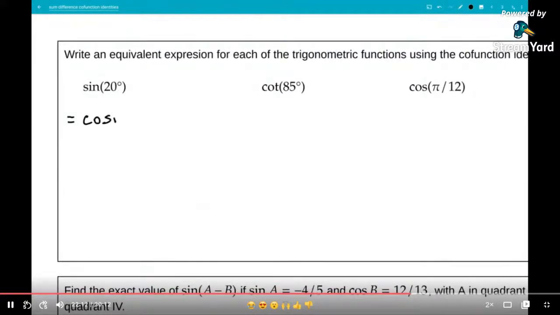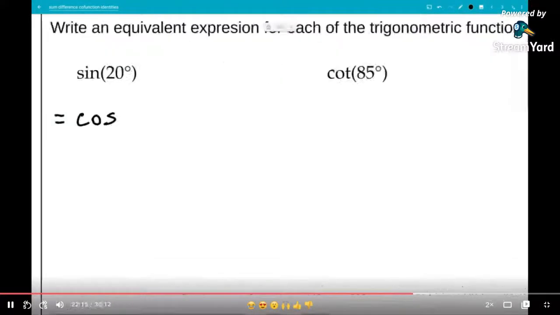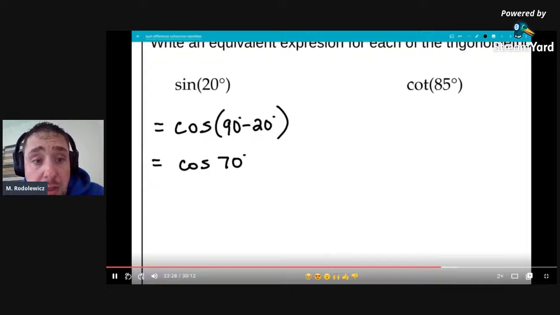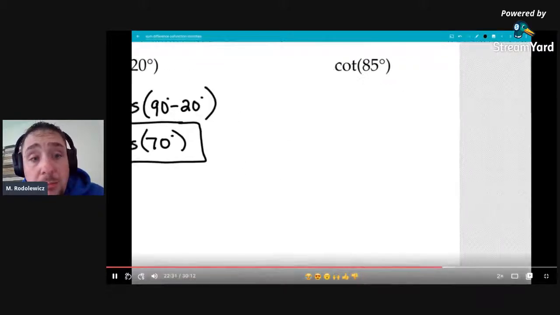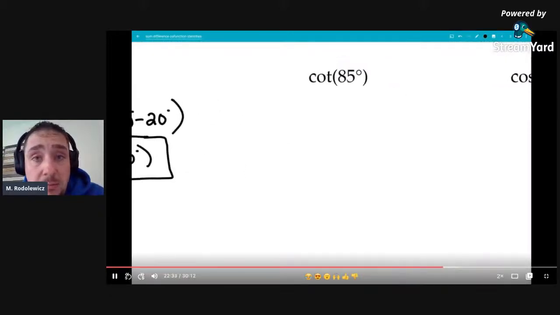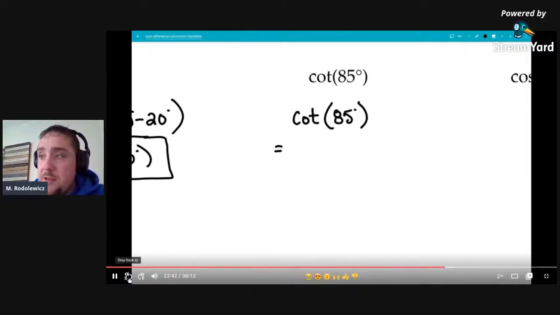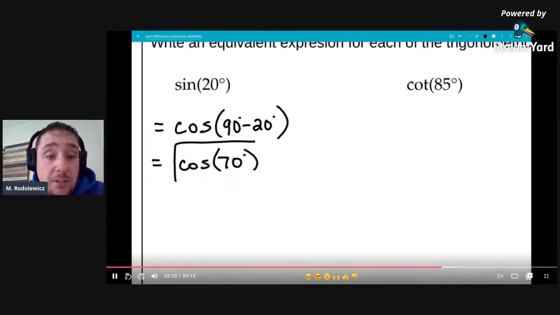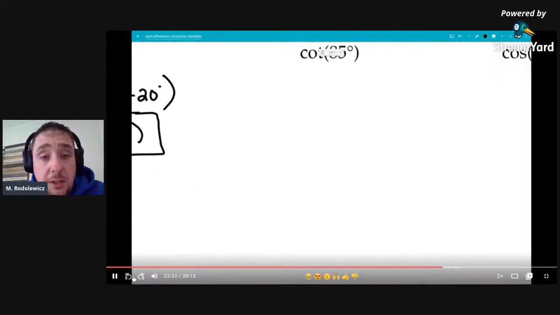These were the examples I was thinking of earlier when I said these are really simple, quick questions. Write each expression as an equivalent cofunction. The complement of 20 is 70. So the sine of 20 degrees is equal to the cosine of 70.